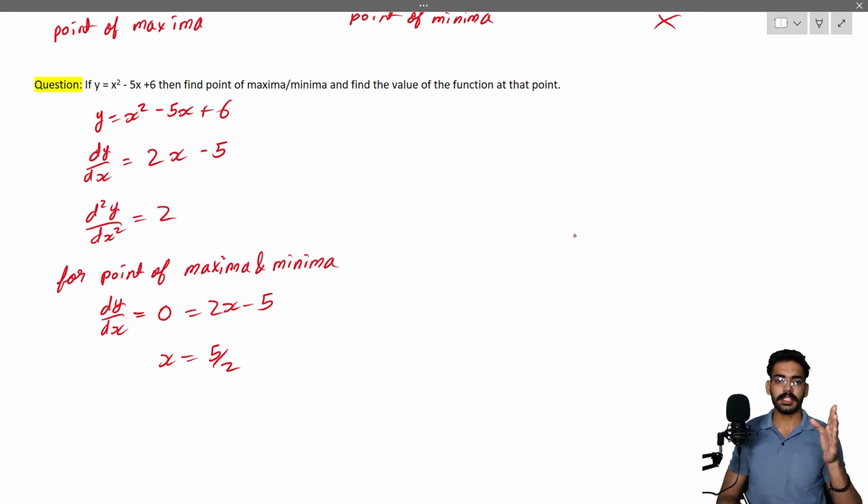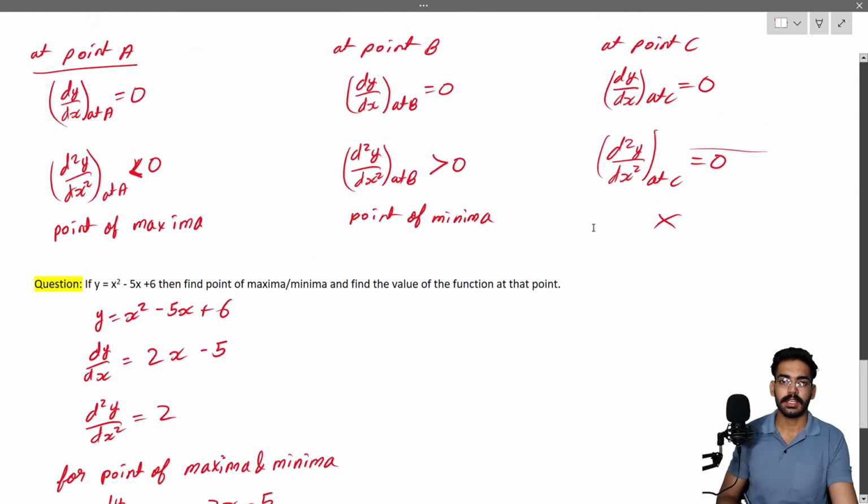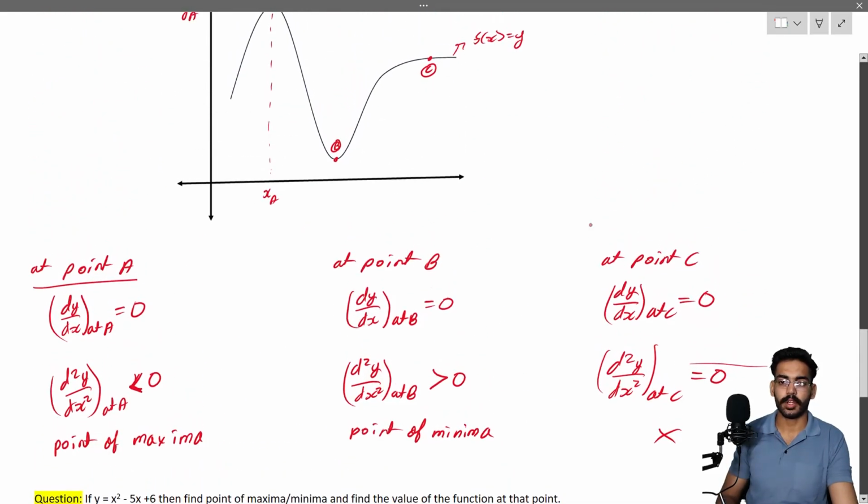That means at x equal to 5 by 2, it will be either a point of maxima or a point of minima. I want to verify, so for that I will check the sign of the second derivative. For verification, I will check the sign of d2y by dx square. I don't even have to put the value of x, since d2y by dx square is constant, so that is greater than 0. If it is greater than 0, as we have seen, that point will be a point of minima.